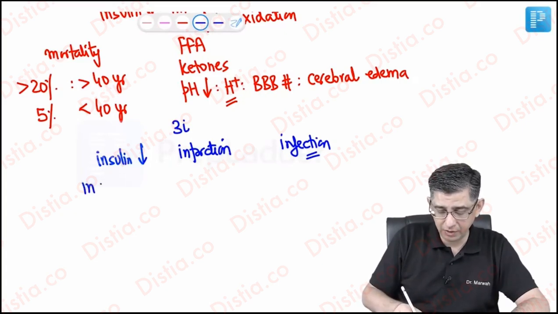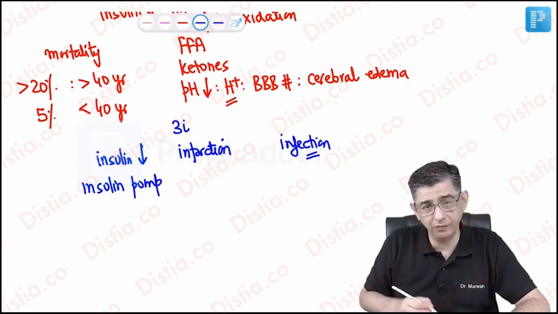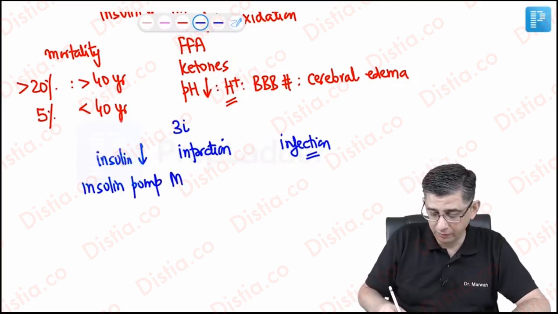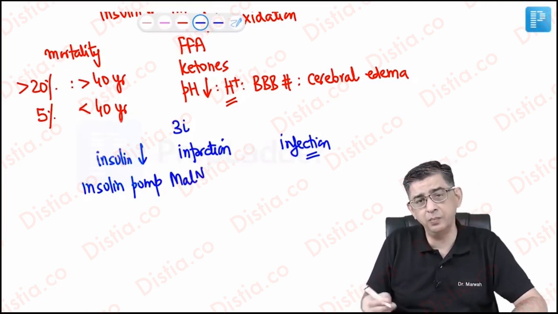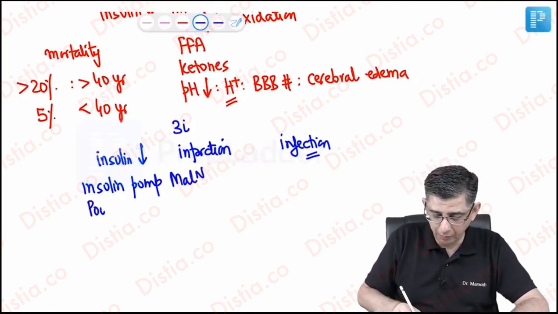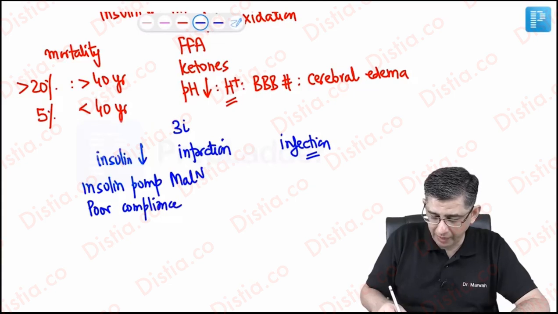The reasons for insulin deficiency are manifold. So I just have to jot them down for your convenience, for your notes also, though I have verbally said them. One is simply an insulin pump malfunction. Second could be a poor compliance or a poor understanding of the parents, especially with respect to minor illnesses.